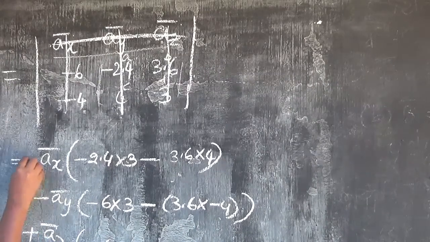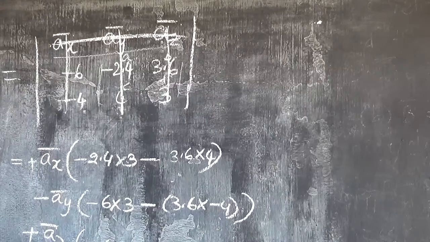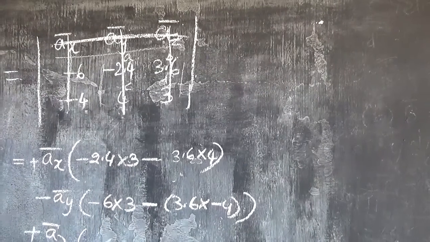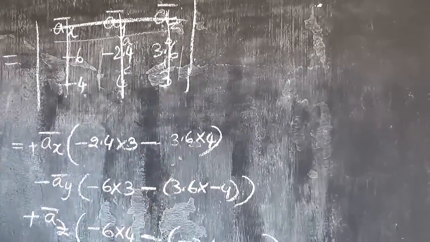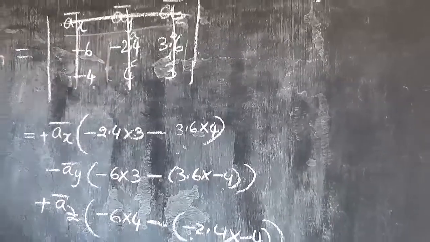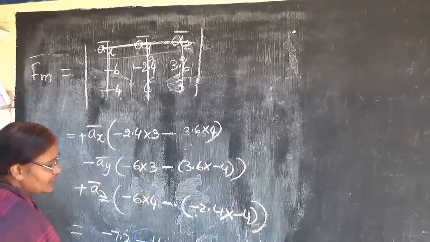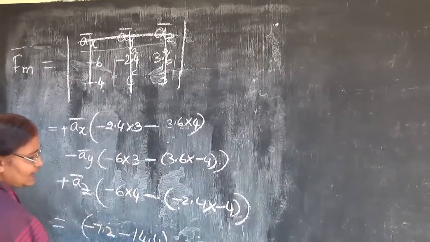So what is the expansion going to be? Minus 2.4 into 3 minus 7.2, and minus 3.6 into 4 will be 14.4 into Ax bar.